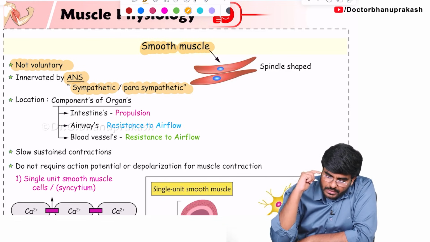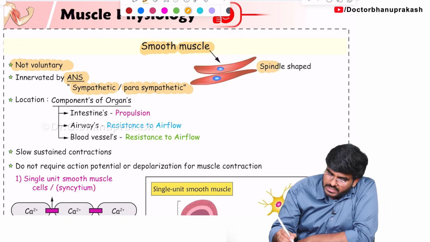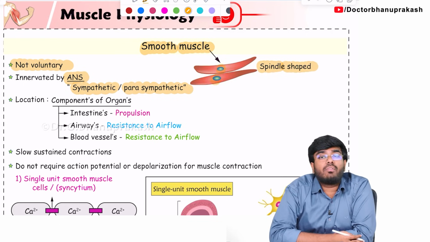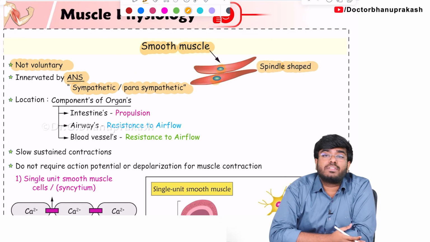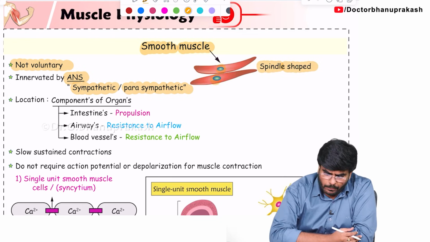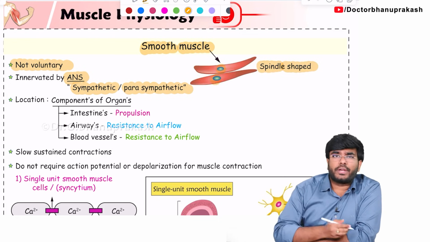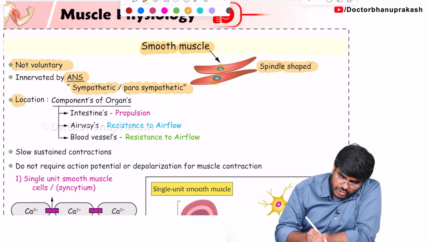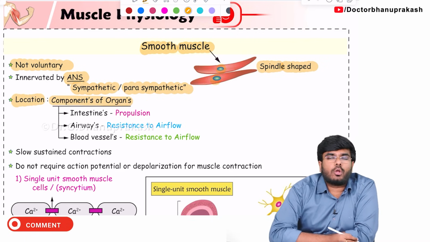Now, what is the shape of the smooth muscle? The shape of the smooth muscle is a spindle shape with a single nucleus in the center. But what about the skeletal muscle? They are the longitudinal muscles with multiple nuclei. Now, where exactly are these smooth muscles located? They are located in the organs, the visceral organs.